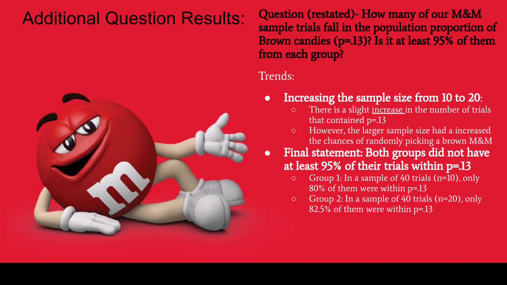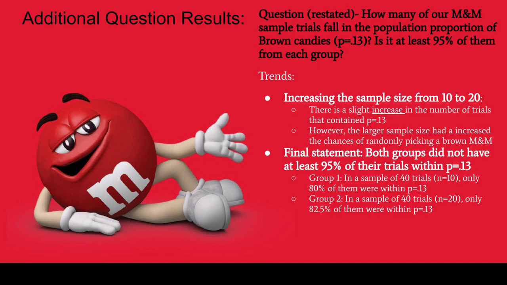So now that we've graphed everything and calculated our z-stats and our p-values and came to many different conclusions, we have our second question. How many of our M&M sample trials fall in the population proportion of brown candies? Is it at least 95% of them from each group?